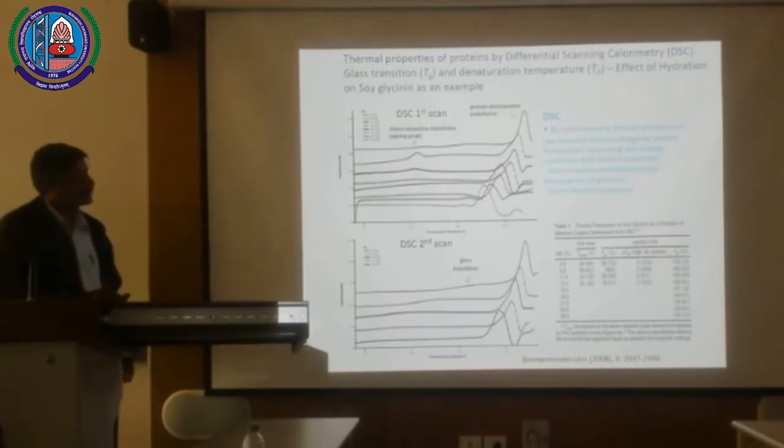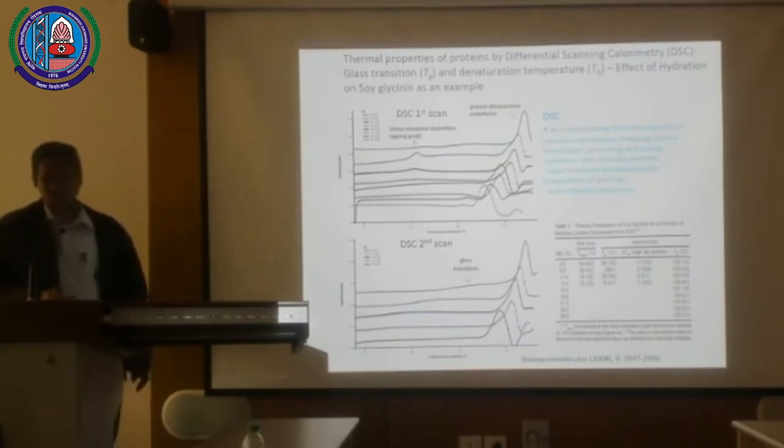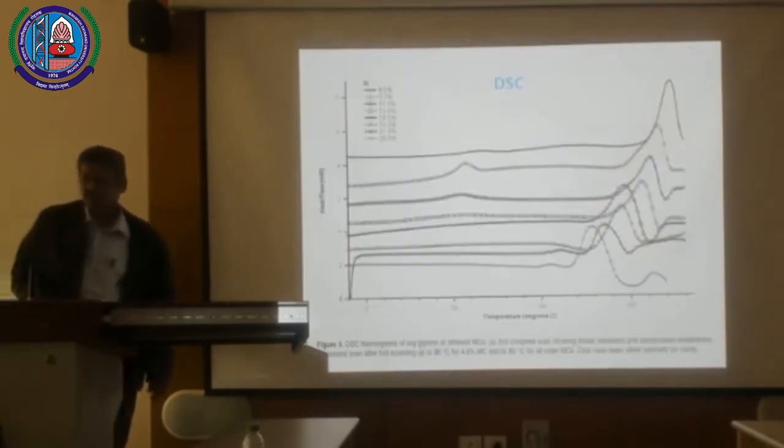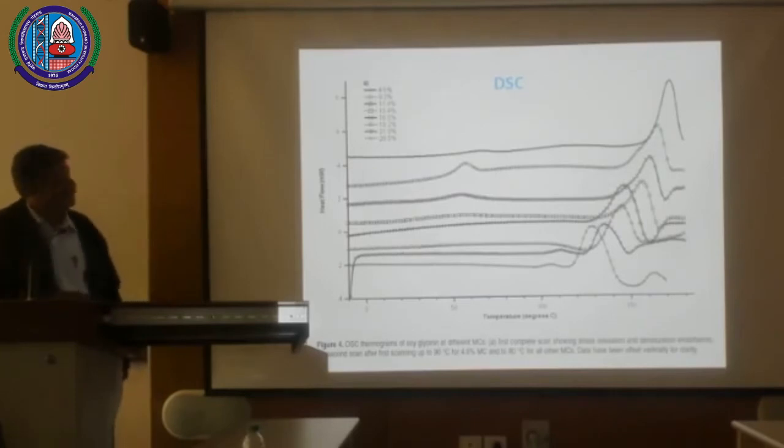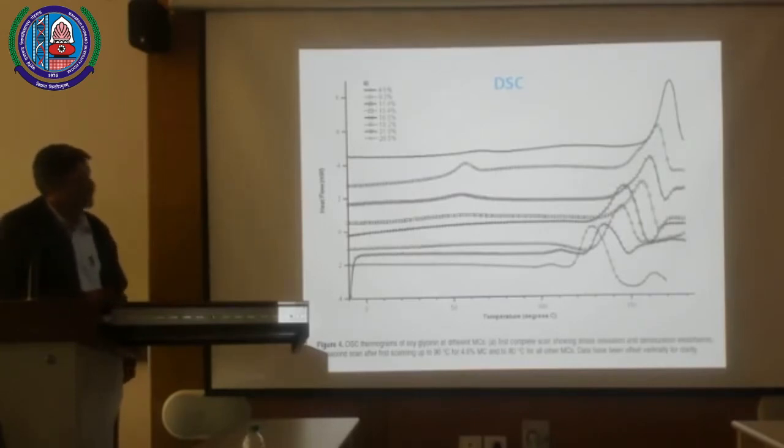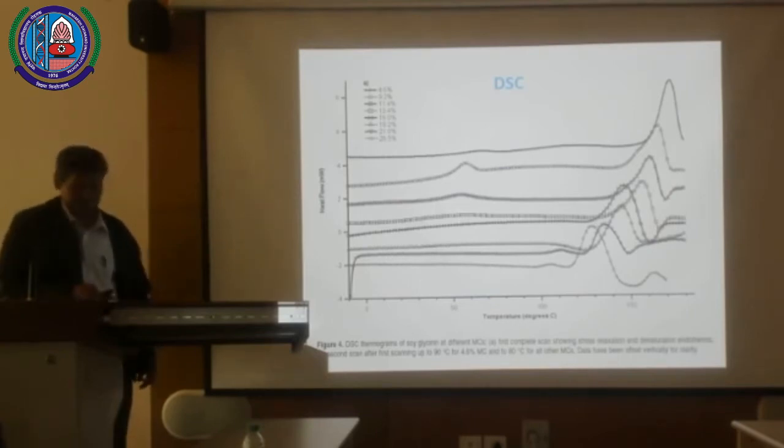The first scan is the stress relaxation piece, which we have already discussed. In the second scan we are setting the glass transition temperature. In this picture, the denaturation temperature is decreasing with the increase in moisture content, 26%, and the glass transition temperature is also decreasing, being plasticized.